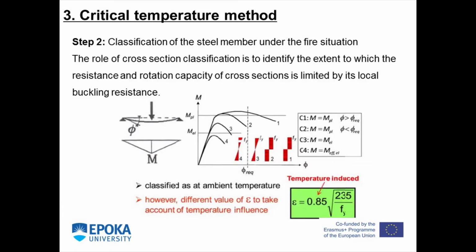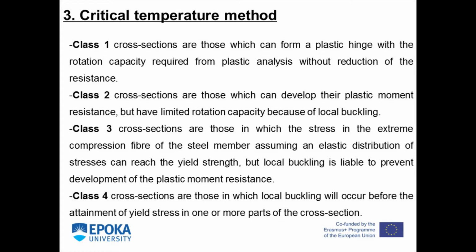Step 2. Classification of the steel member under the fire situation. Class 1 cross-sections are those which can form a plastic hinge with the rotation capacity required from plastic analysis without reduction of the resistance. Class 2 cross-sections are those which can develop their plastic moment resistance but have limited rotation capacity because of local buckling.